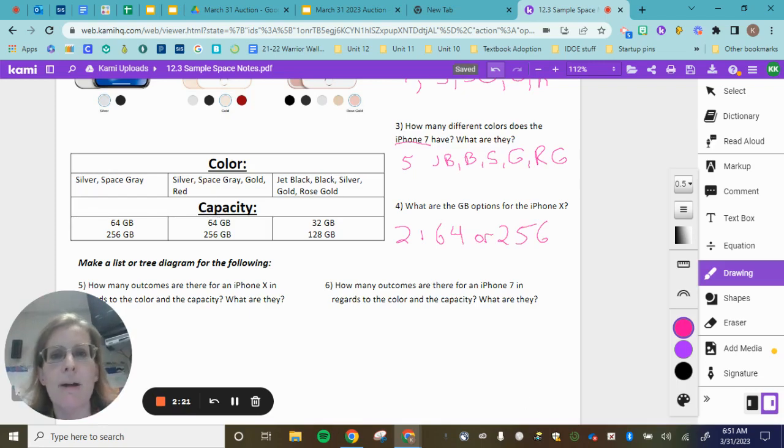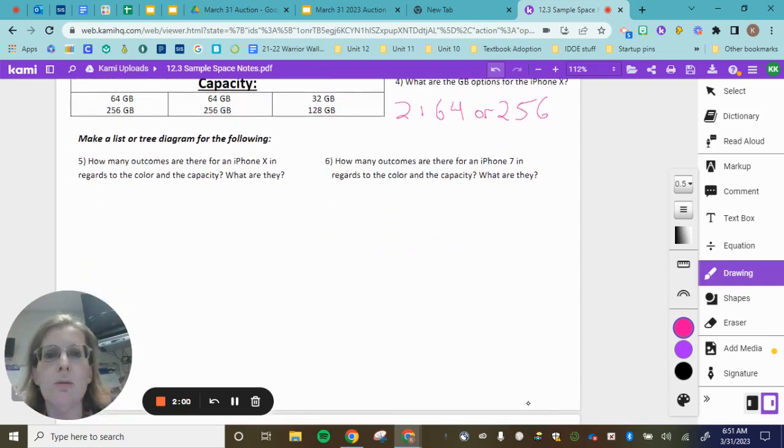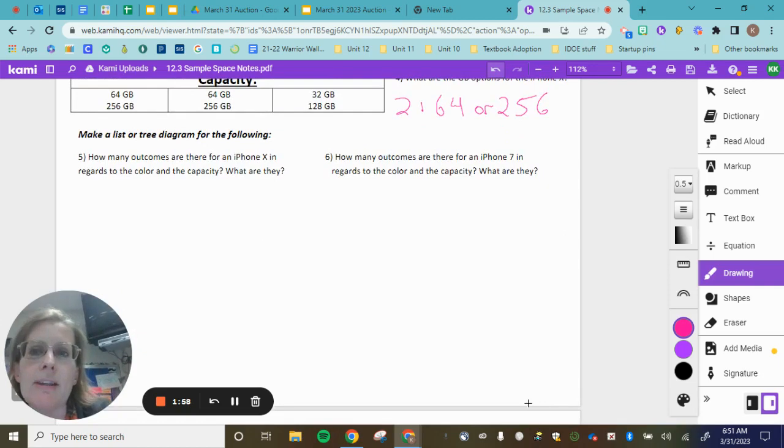So now we're going to talk about how can we figure out that list easily instead of having to go through and write every single thing and say like, well, you could get a space gray or silver with 64, or space gray with 64, or you could get a silver with 256 or a space gray with 256. In order to find all the possible outcomes easily, you can make a tree diagram.